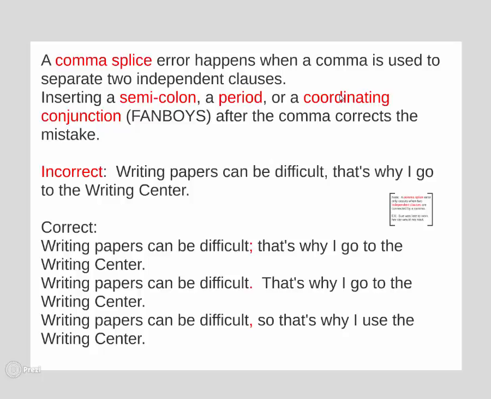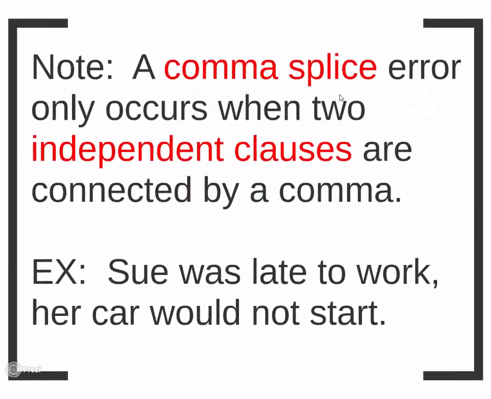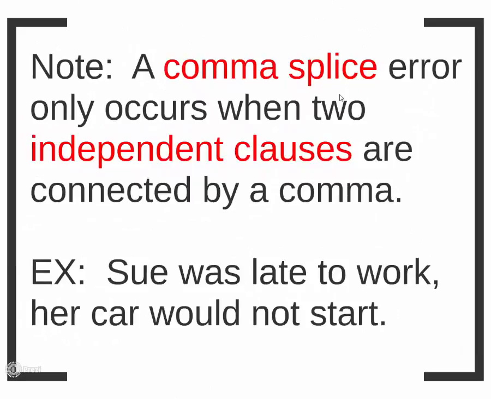All right, so there's examples, right? We have an incorrect comma splice, and then we have three ways of fixing that. One with a semicolon, one with a period, and one with a comma and conjunction. All right, cool. So a comma splice error only occurs when two independent clauses are connected by a comma. The point of this is to say, don't be scared of commas, because sometimes they are needed, even though you sometimes make comma splice errors. So it's a particular type of error, but it does not mean that commas are bad.